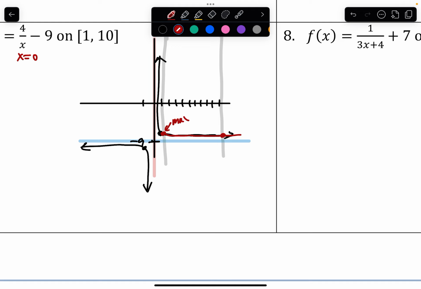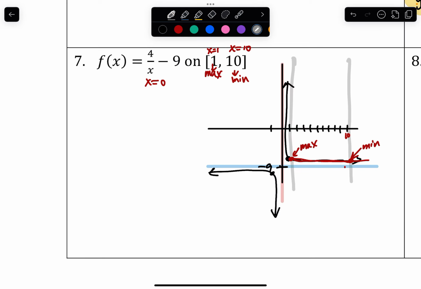And so I can see that my maximum is going to be at x equals 1. And then as it's decreasing, as it approaches the 10, that's going to lead to our minimum. Okay, so just plugging those in, I have x equals 1, I have x equals 10. Copy down the function, y equals 4 over x minus 9. And then replacing the x with 1 and 10.